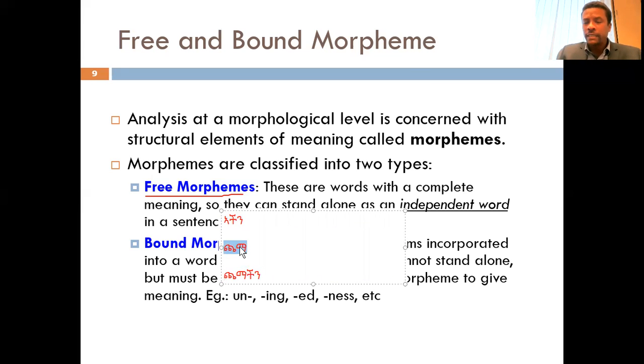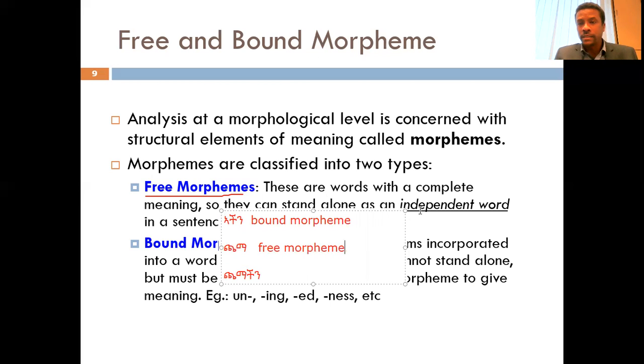So if you see ጫማ by itself, you know what it means. It means a shoes. But if you see action alone by itself, there is no meaning that you can associate with it. But whenever action is attached to ጫማ, it tells you that it is our shoes. If you simply read the word ጫማ, it's just a shoes. Which shoes? We don't know. But whenever you attach action to it, it tells you that it is our shoes. And in this case, we say action is a bound morpheme, whereas ጫማ is a free morpheme.